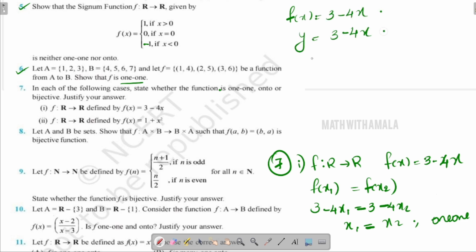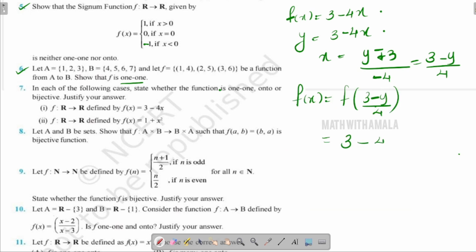Now let's take f of x equal to 3 minus 4x, and y is equal to 3 minus 4x. Then x is equal to (y minus 3) divided by minus 4. Now you can write f of x as (y minus 3) by minus 4, then that is equal to (3 minus y) by 4. You can cancel the negative from both numerator and denominator. Now what will be y?